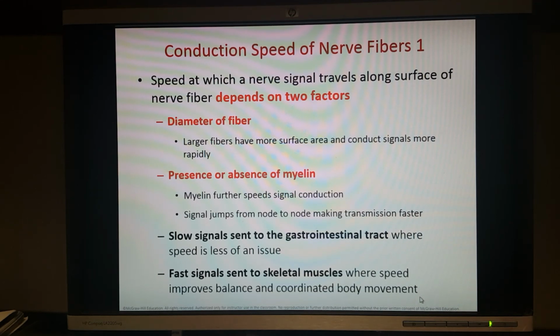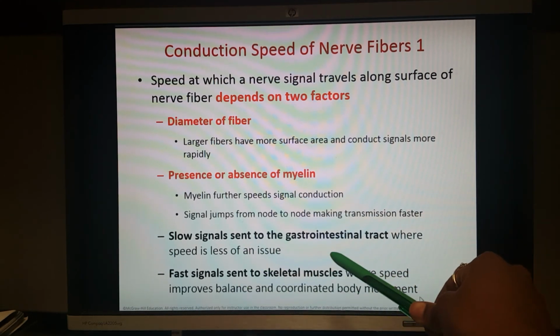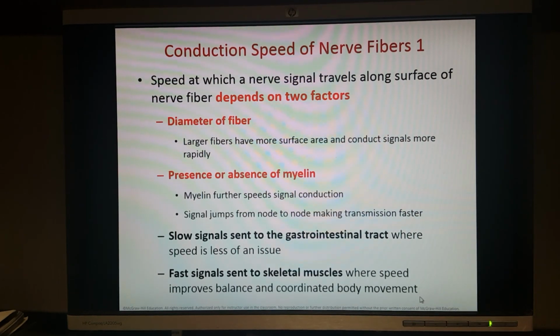So, reasons why you have differences in speed for your signals. You have slower signals in your gastrointestinal tract where you're just taking your time to allow the food to break up. You're taking your time to allow those cells in your intestines to absorb the nutrients from your food that has been broken down. So there's not much of a rush for getting your food through your digestive tract. However, for your skeletal muscles, in order to make quick change movements for balance, as well as doing some kind of body movement, you need to make sure that your muscles are moving your body in the way that your brain is commanding it to do so.